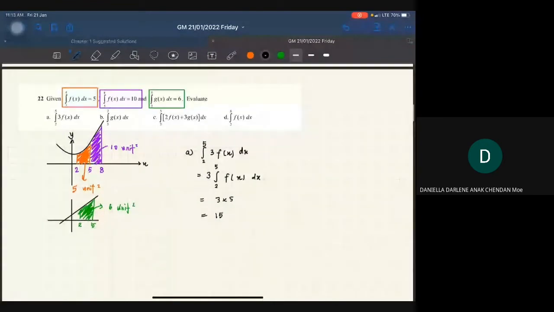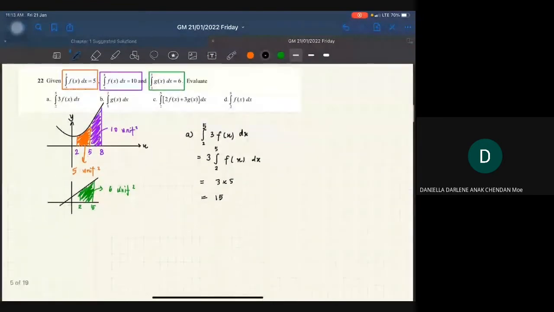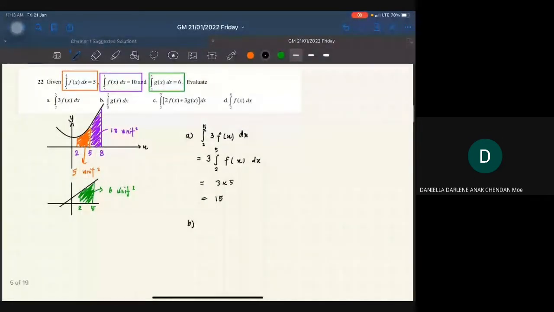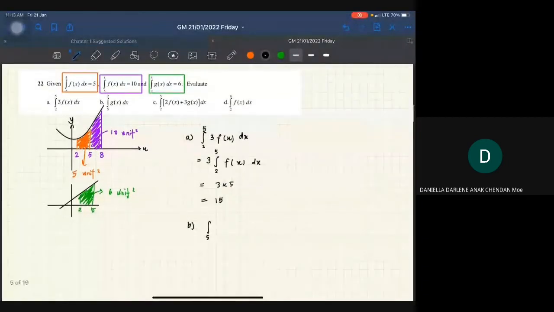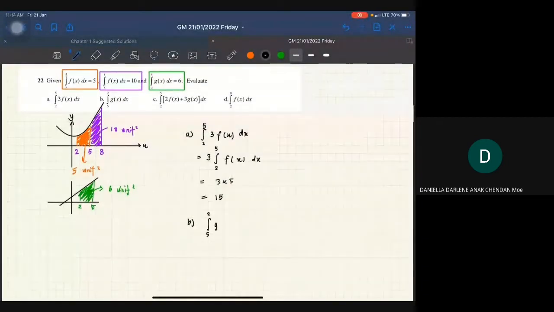Okay, so untuk yang B, so for part B, we have from 5 until 2. So dia punya lower limit 5, upper limit adalah 2. And then function kita adalah g(x) dx.